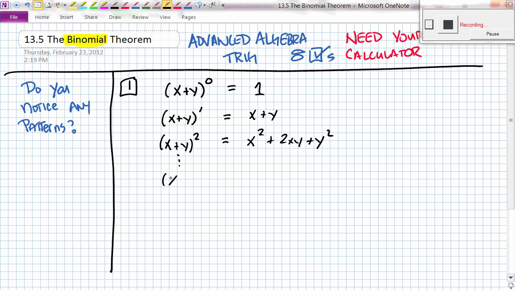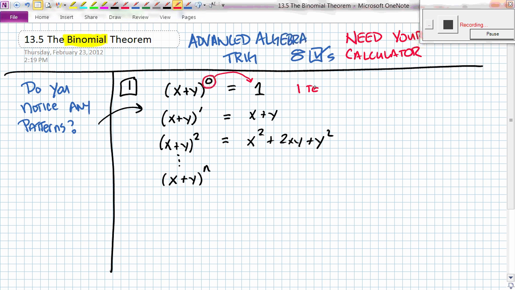Our goal today is to understand how to come up with x plus y to any power. That's our goal, all right? Now, do you notice? Adrian, you hit it right on the head. Check it out. What's the exponent here? How many terms were produced?